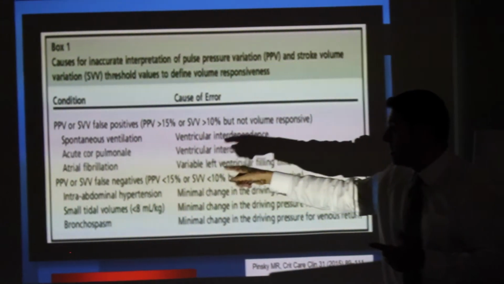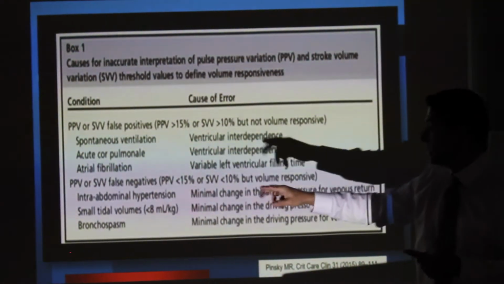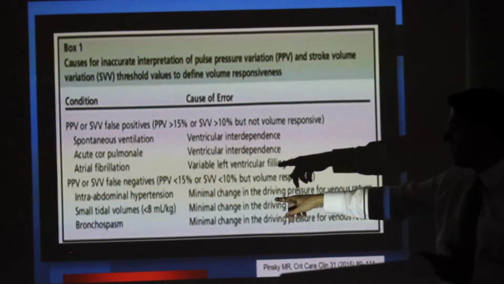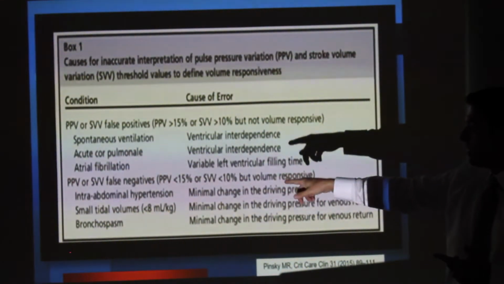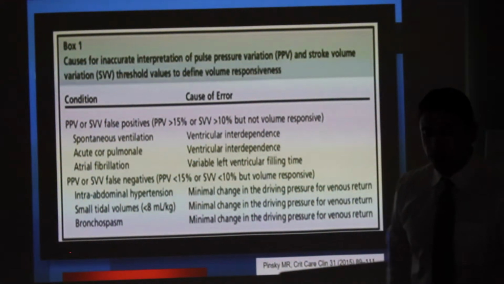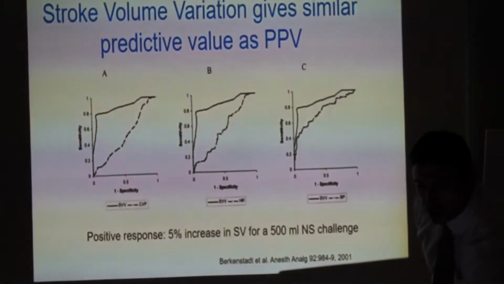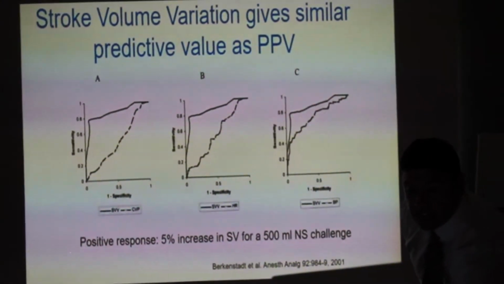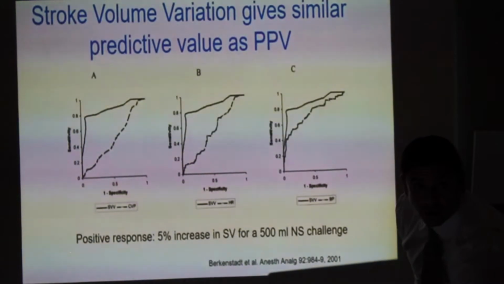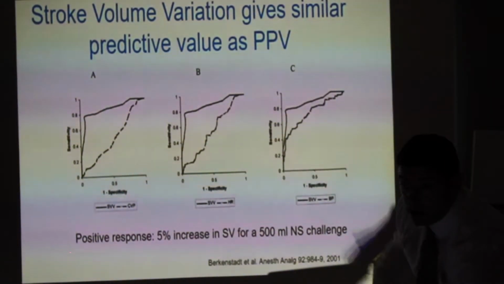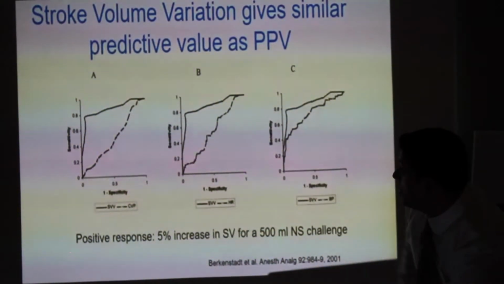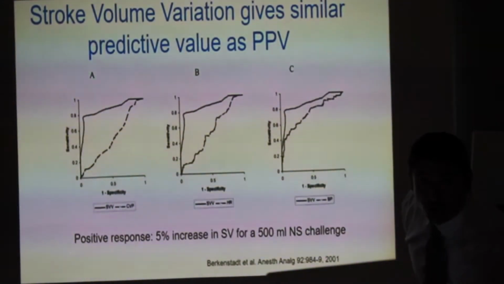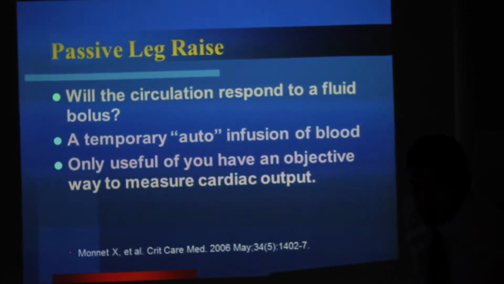So, cor pulmonale, AFib, spontaneous ventilation. The other ones are bronchospasm, small tidal volume, or significant increase in intra-abdominal pressure. Stroke volume and pulse pressure give similar predicted values, whether you have an art line, until we get home with this technology, or you have the FloTrac. It's pretty much the same.